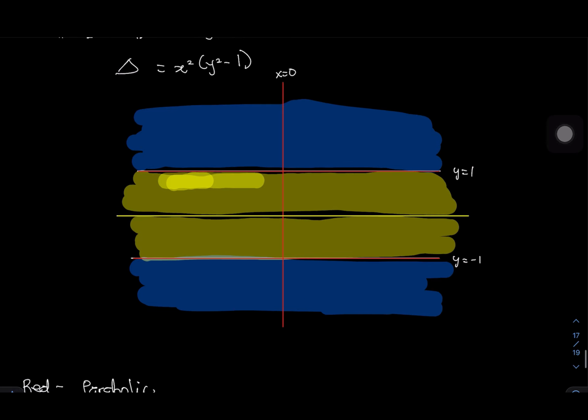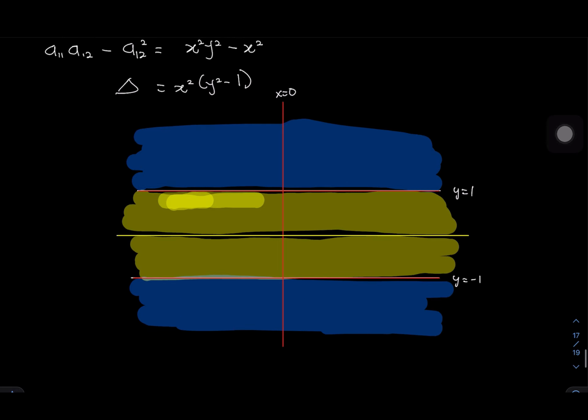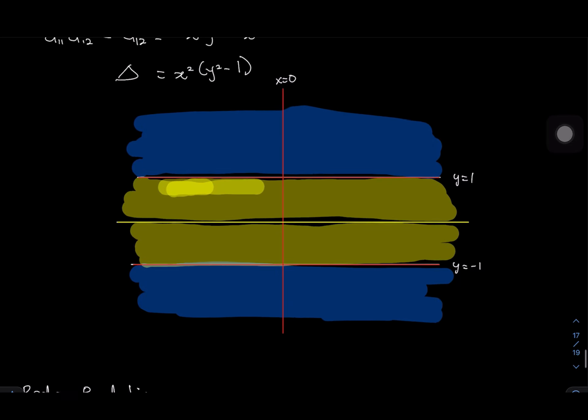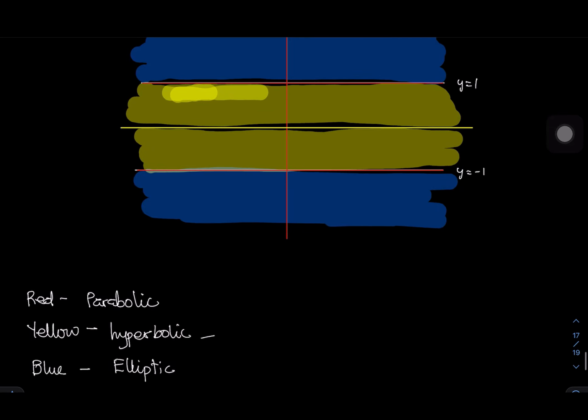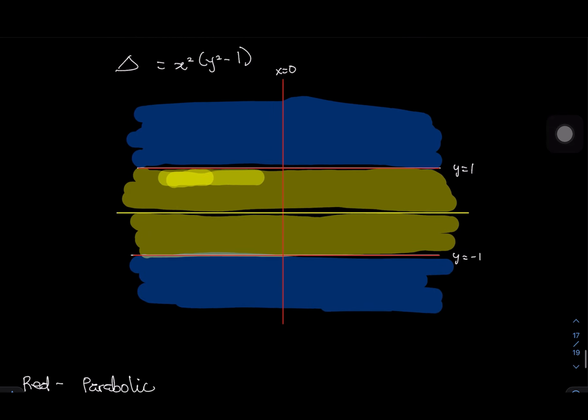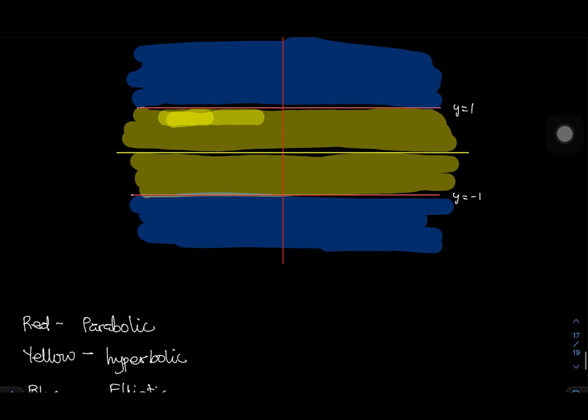For the yellow region, you realize that y is in between -1 and 1, which makes this side always negative, right? And x squared is always going to be positive. So you're going to have a negative value for the delta, which is going to give you a hyperbolic PDE. And similarly, the blue part is where you have an elliptic PDE.